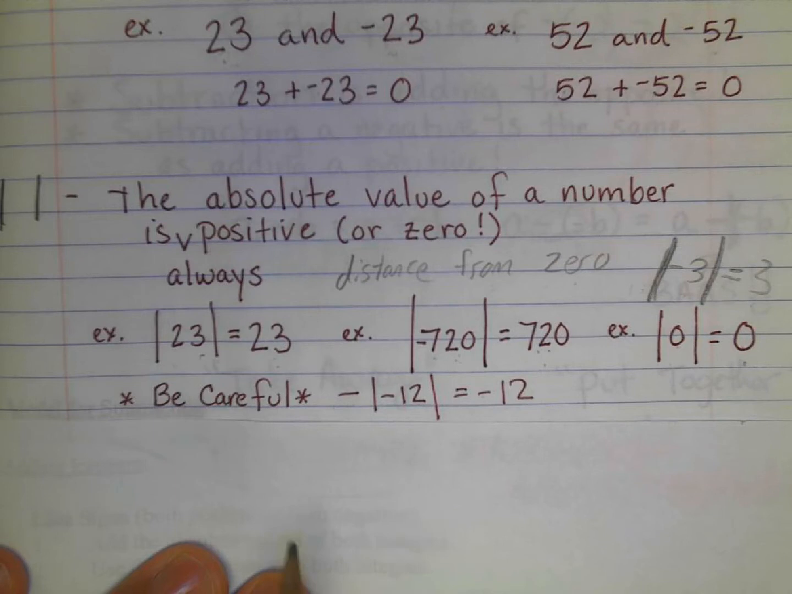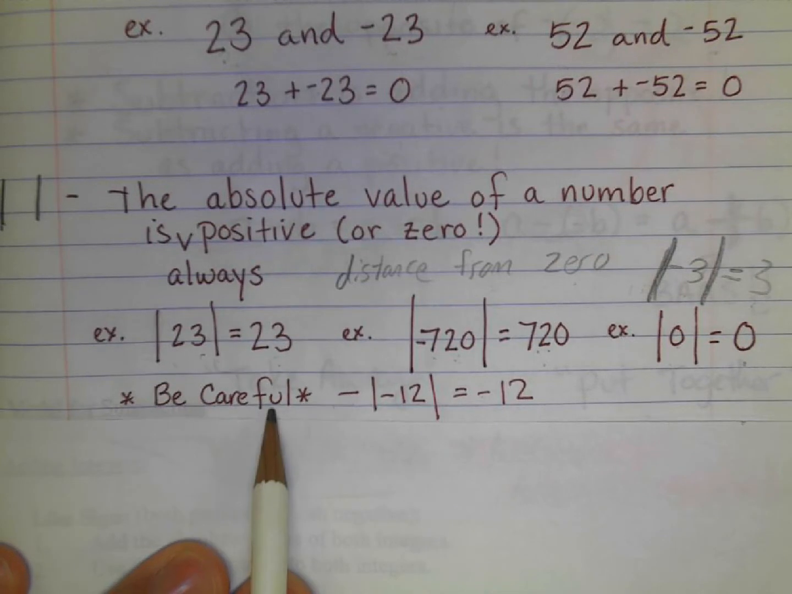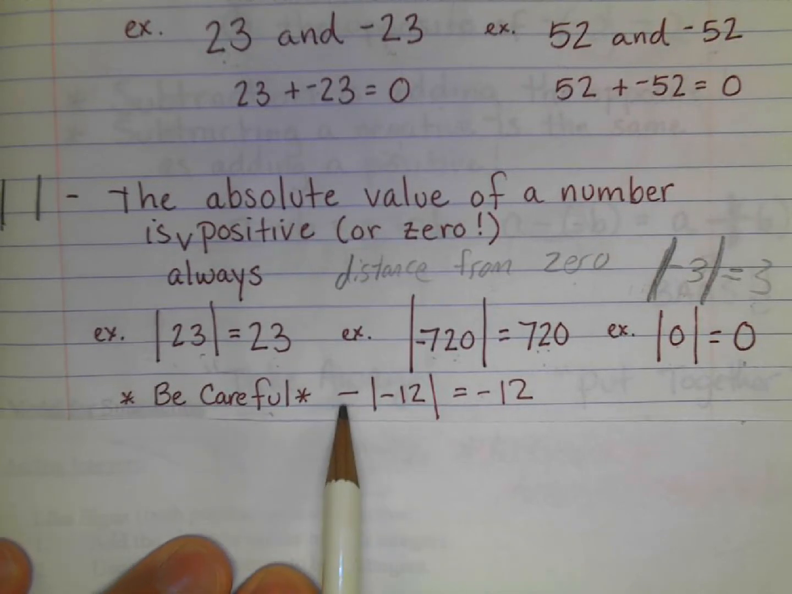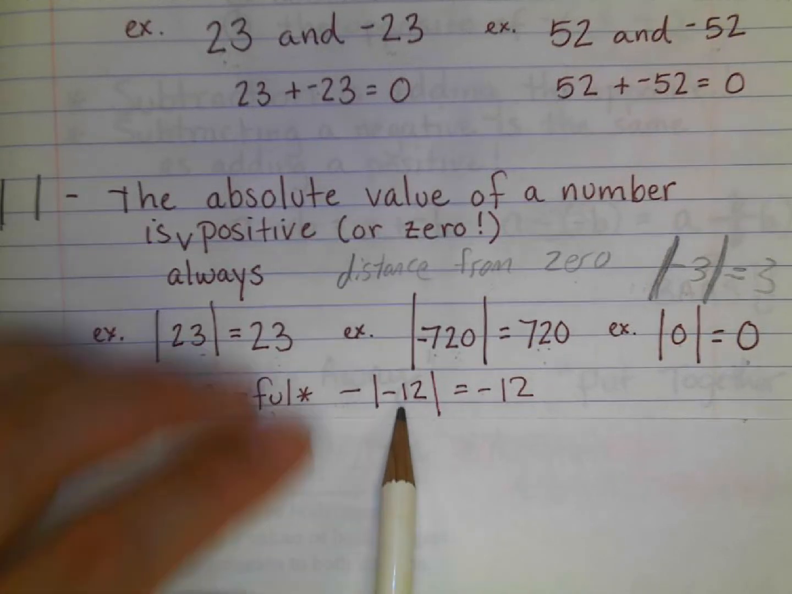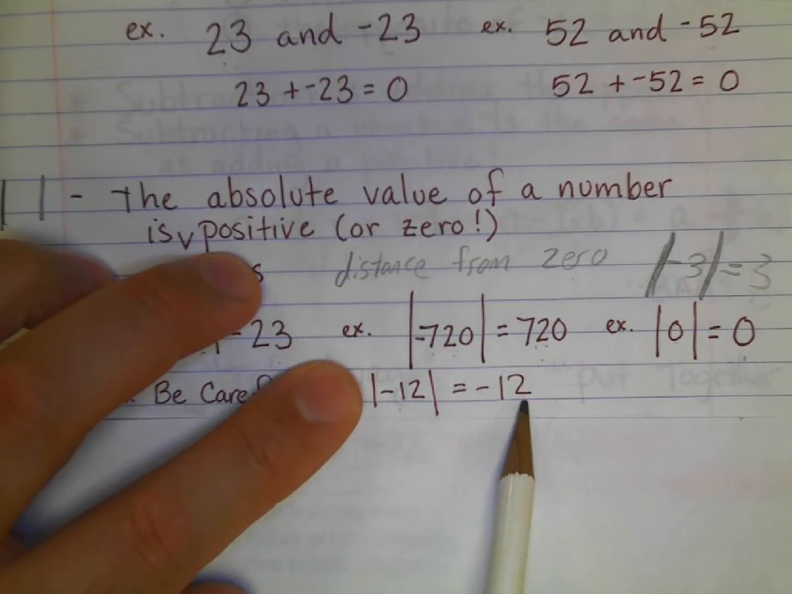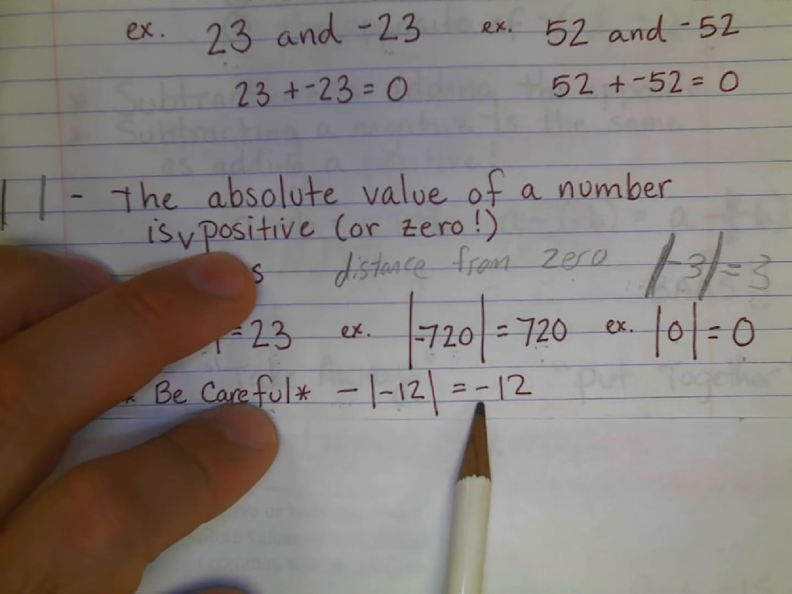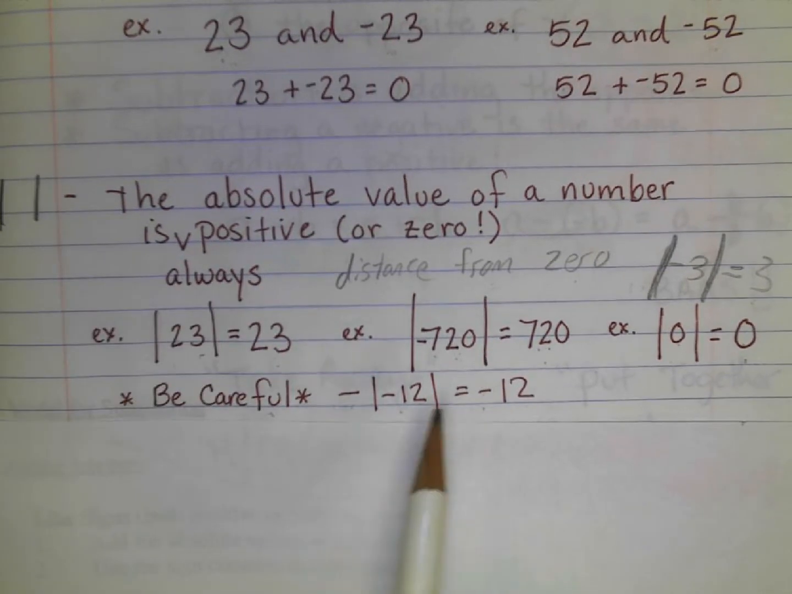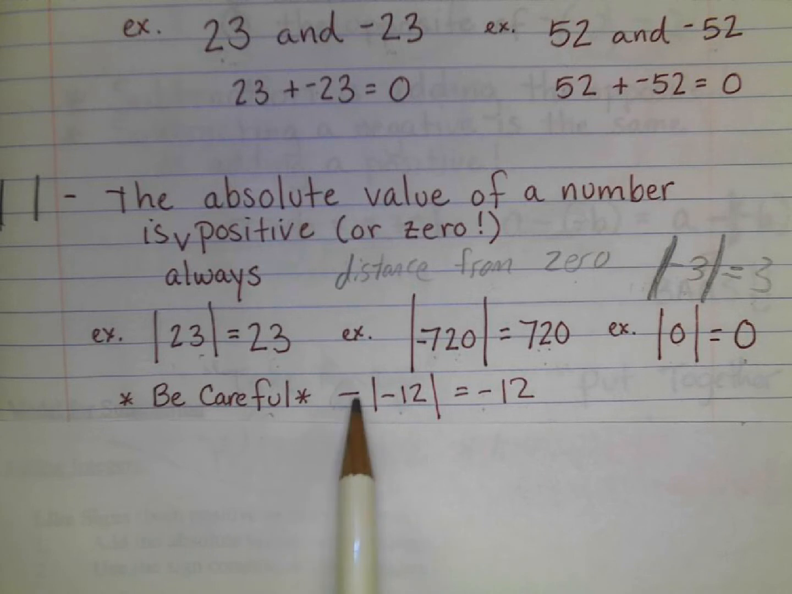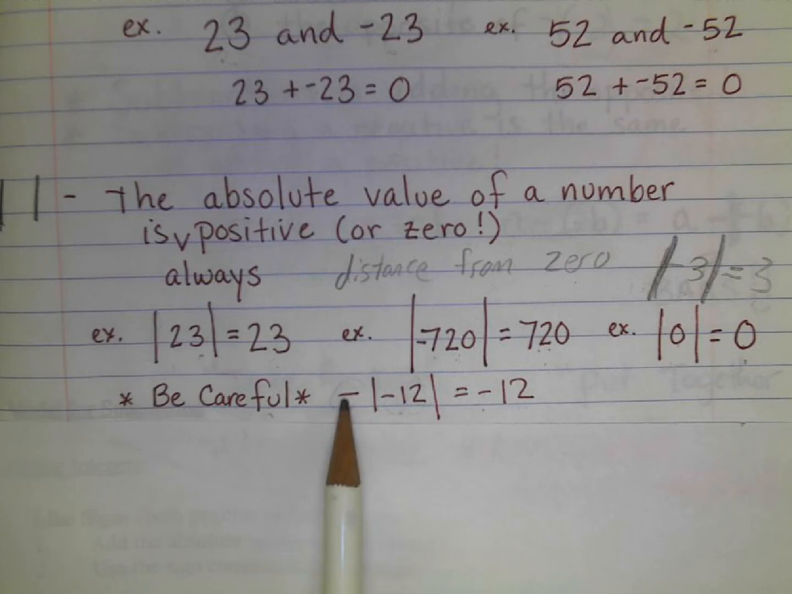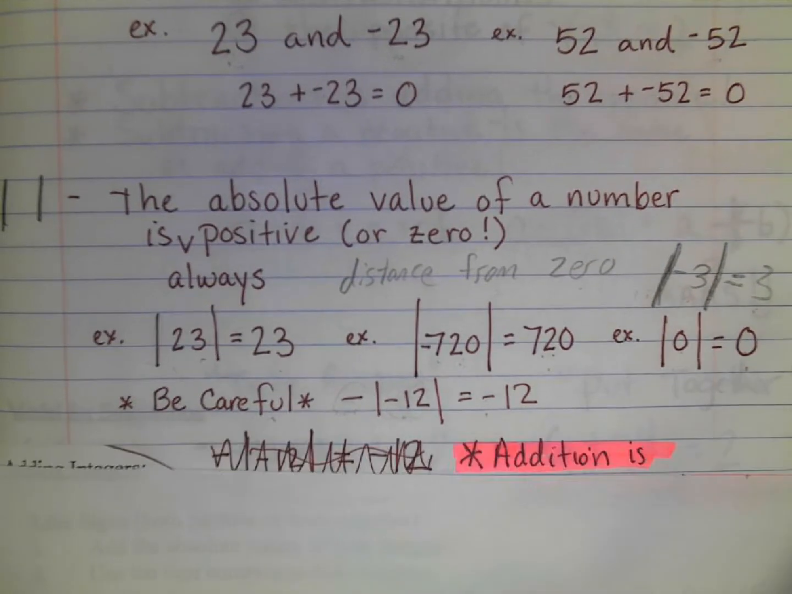All right? Now, I want you to be careful. If there's a negative on the outside, that negative still stays. So the absolute value of negative 12 is 12. But if there's a negative on the outside, that still stays with your answer. All right? So that's where I want you to be careful. Whatever the number is on the inside, that's always going to be positive. But if there's a negative on the outside, that needs to stay. So be careful of that.